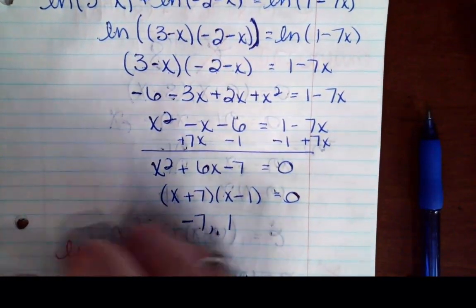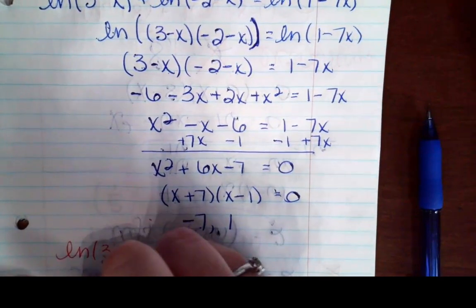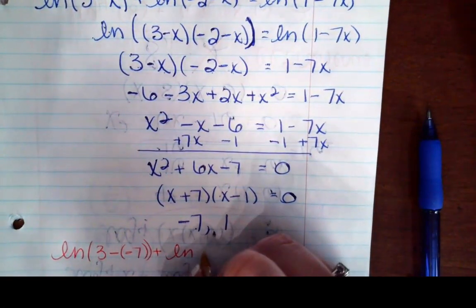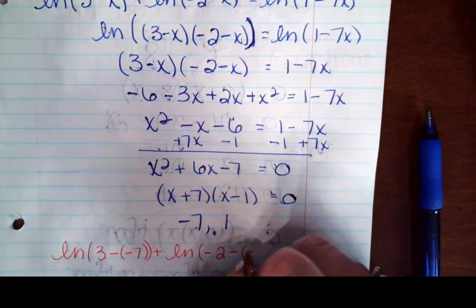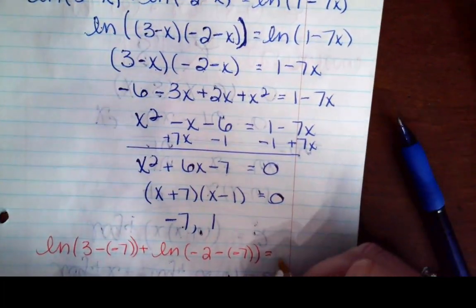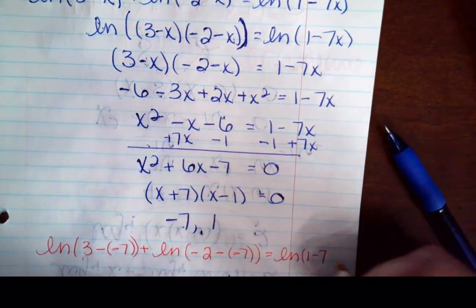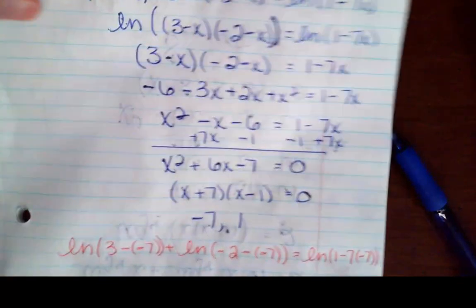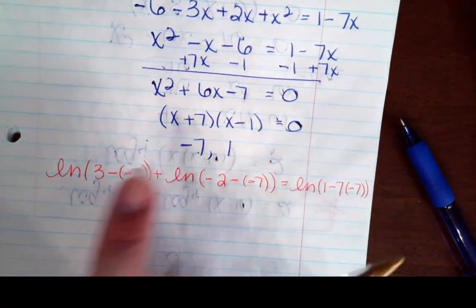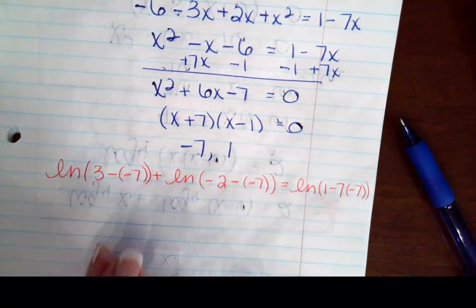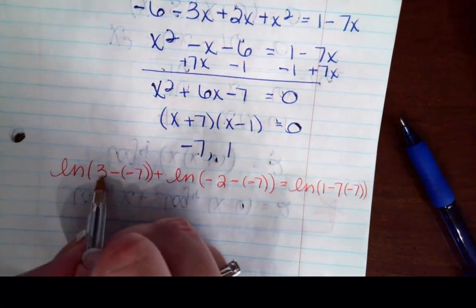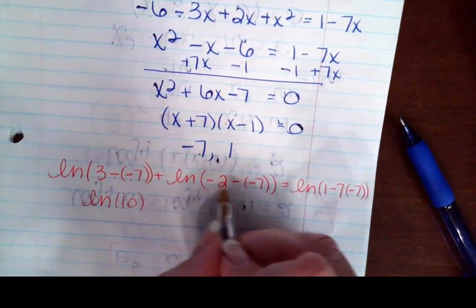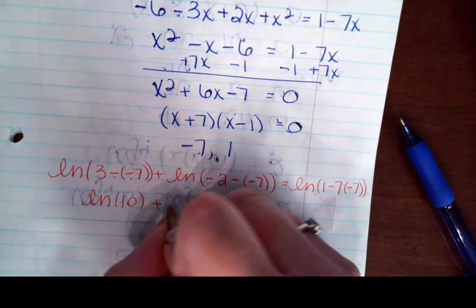So I've got the natural log of 3 minus negative 7 plus the natural log of negative 2 minus negative 7 equals the natural log of 1 minus 7 times negative 7. So I'm just taking my original problem and subbing in negative 7s just to make sure nothing goes to 0 and make sure nothing goes negative. So 3 minus negative 7 is the natural log of 10. Negative 2 plus 7 is the natural log of 5.